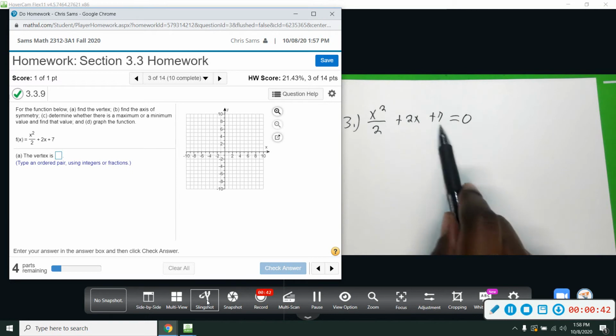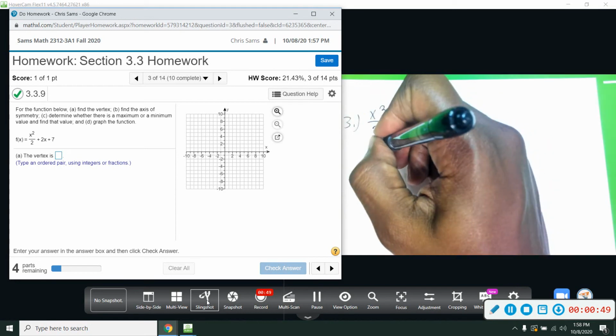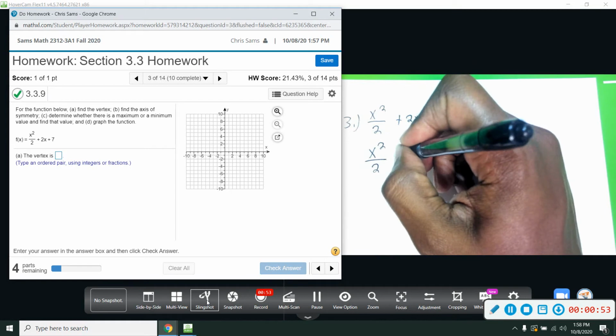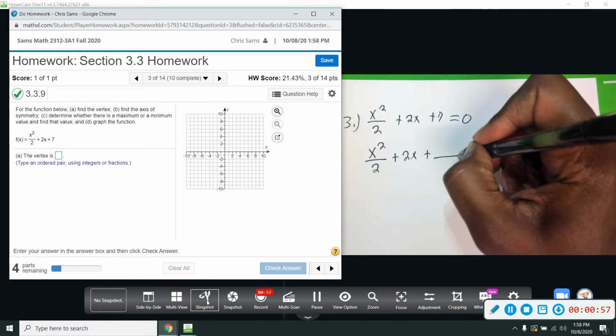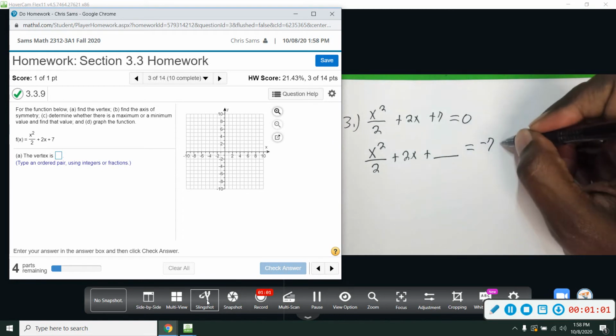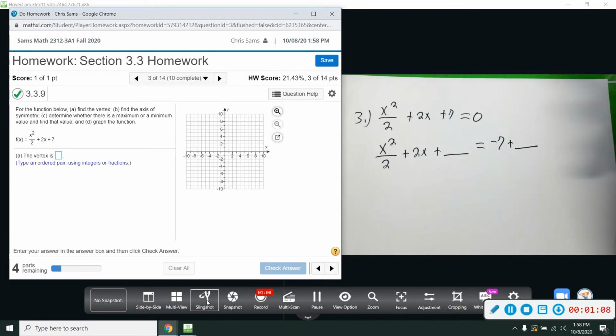All right, and then in completing the square, because we want to convert this to vertex form, we first need to move the 7 over by subtracting 7. So the sign will change. So now we have x squared divided by 2 plus 2x. I'm going to leave plus a blank space because I'm going to be adding something. Equals now negative 7. I'm also going to do plus blank space over here. Whatever you add to one side, you must add to the other.